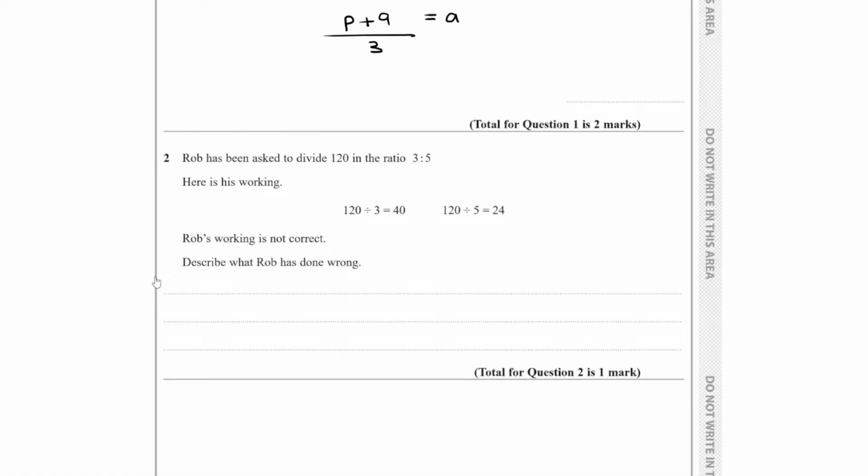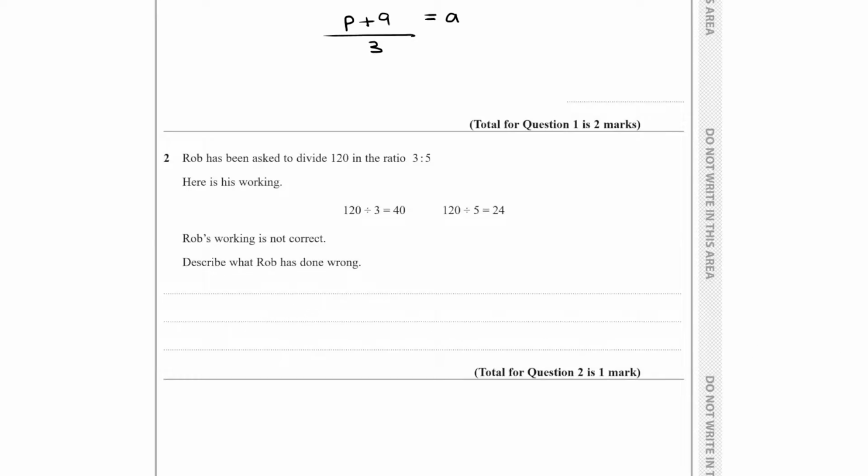Question 2. We've got Rob has been asked to divide 120 in the ratio 3 to 5. Here is his working. They've then said that Rob is not correct. Describe what Rob has done wrong. So sometimes it's obvious, but sometimes what I do is I work it out myself and then compare it to their working. But let's see. So Rob has divided 120 by 3 first to get 40, and then 120 by 5 to get 24. So he's divided it by both parts.